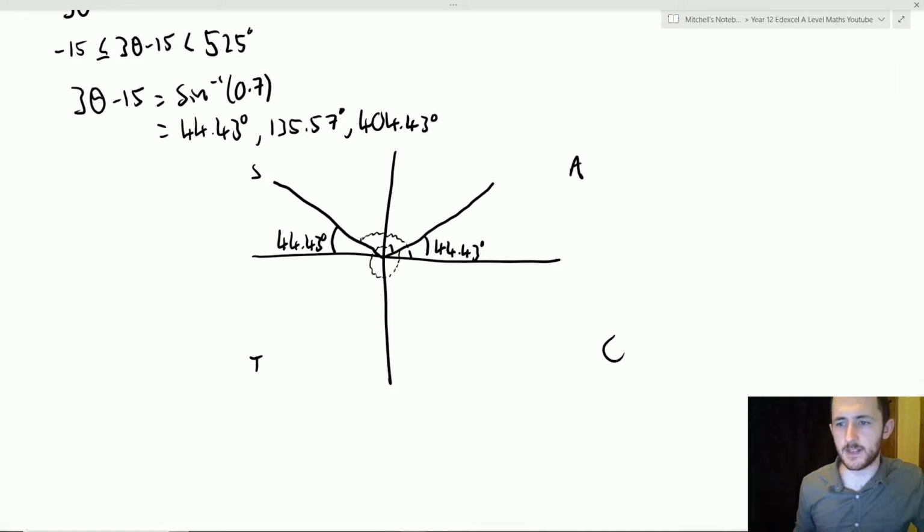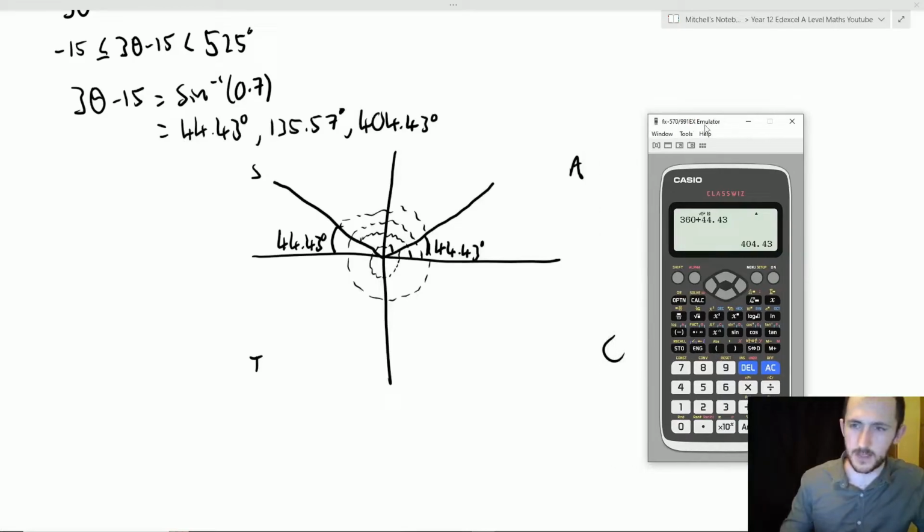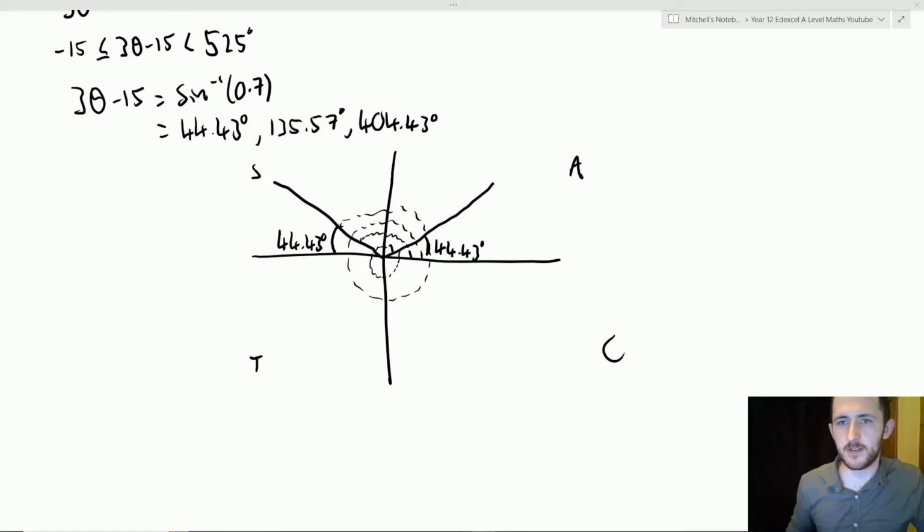And we're still not at the edge, so we can go all the way around back into the S section again. So in this case, this is 360, add another 180 would give me 540. So it'd be 540 minus 44.43 gives me 495.57, which is still in the range. And we can't go again.